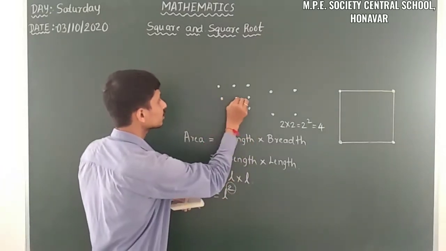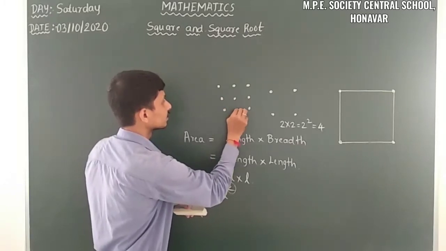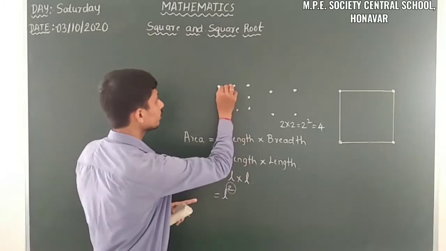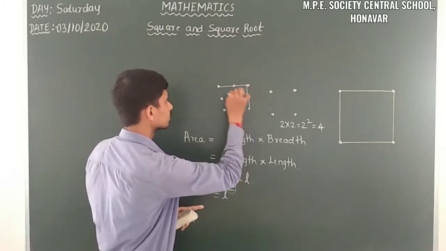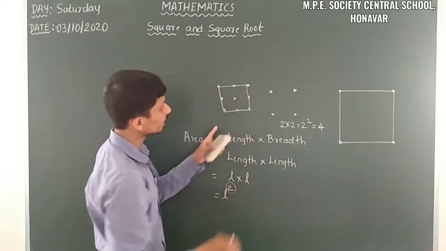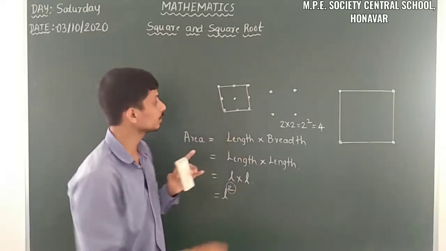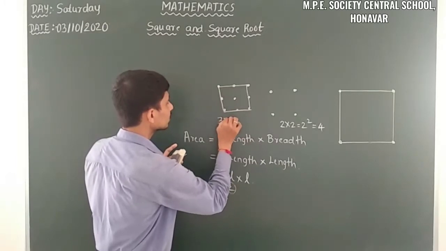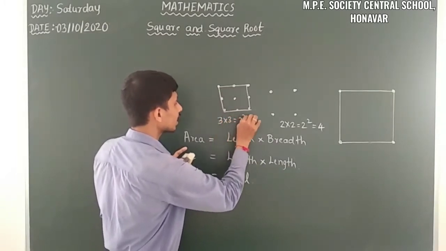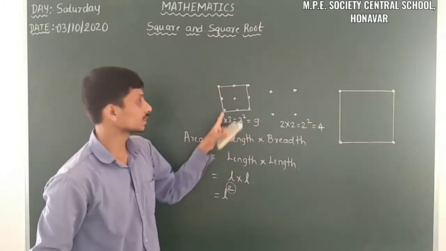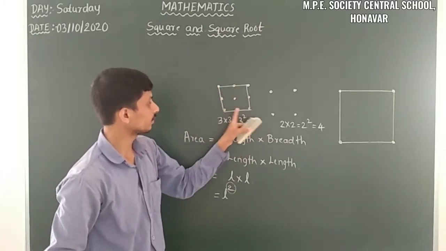Fill the remaining terms here. So this is also one of the squares. That means when we join this, it becomes a square. So it's a perfect square. Here 3 into 3, so we get 3 square is equal to 9. Just observe there are 9 dots: 1, 2, 3, 4, 5, 6, 7, 8, 9.